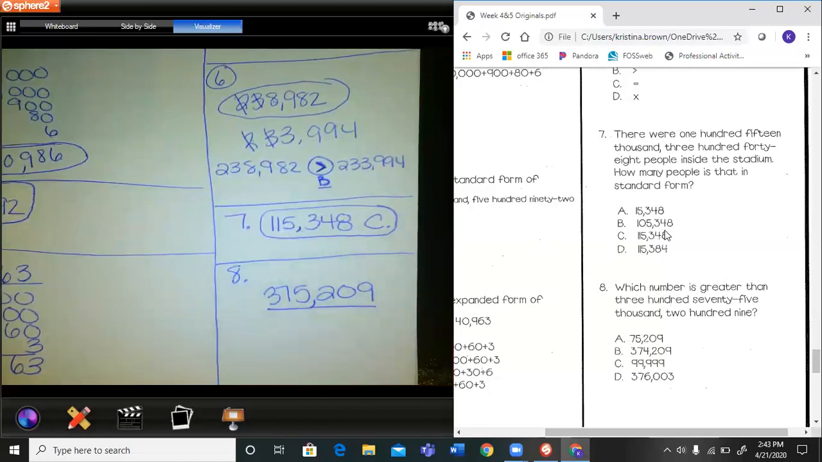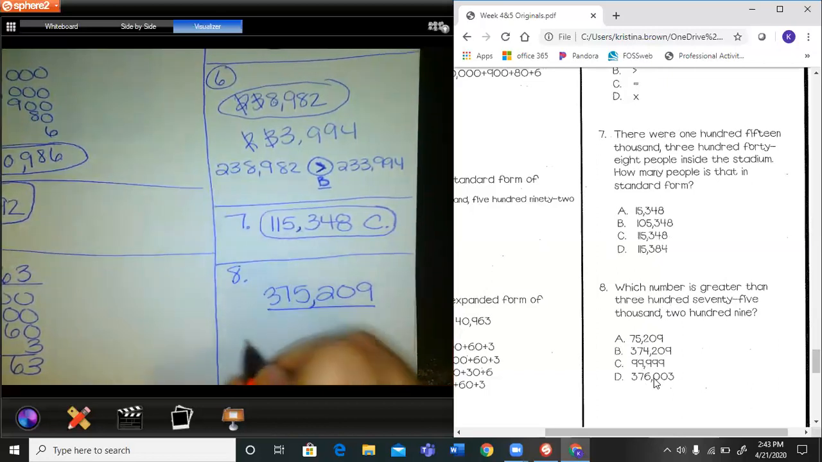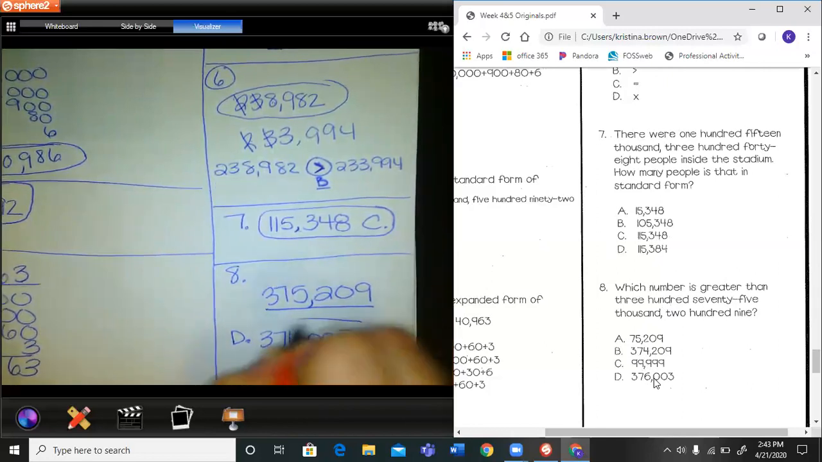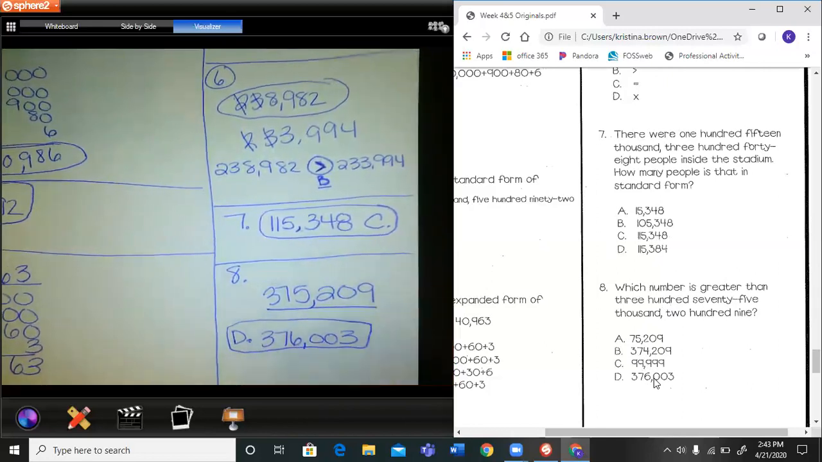So 75,000 is not going to be larger. 374,000 is not going to be larger. 99,000 is not going to be larger. So here, 376,003 is larger. So your answer should be D. 376,003 is larger.